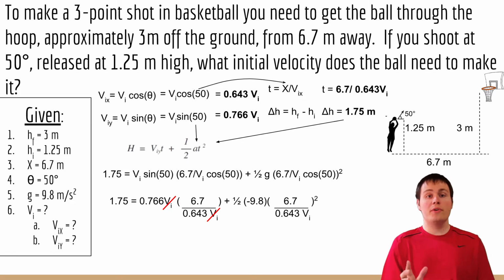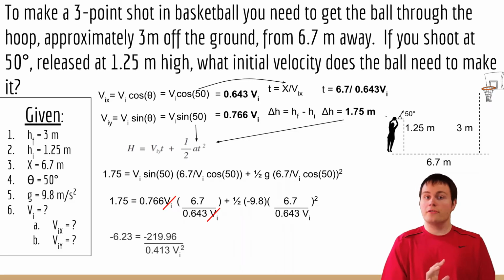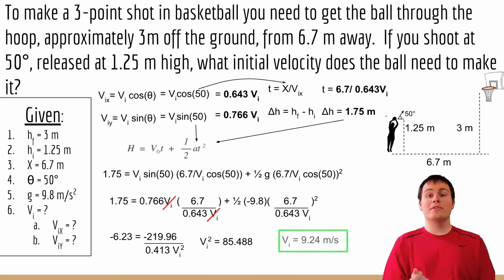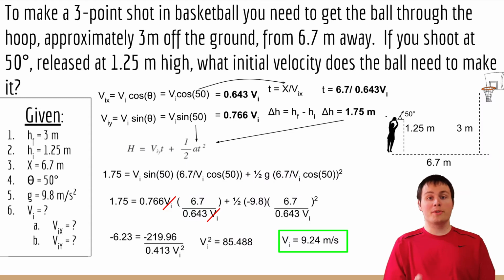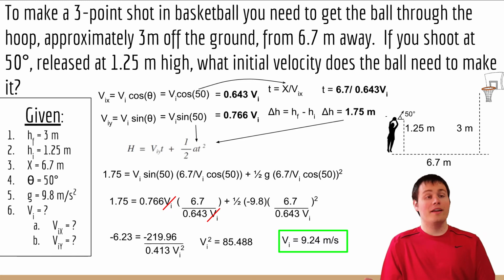And then once you do, now you have one unknown variable, the velocity squared, over in the last term. And then all you have to do is just do a little algebra, rearrange the equation, and get the initial velocity by itself. And when you do that, you'll find that the initial velocity is actually equal to 9.24 meters per second. I hope this problem wasn't too hard, and now you're able to go knock down those three-pointers like a pro, right?